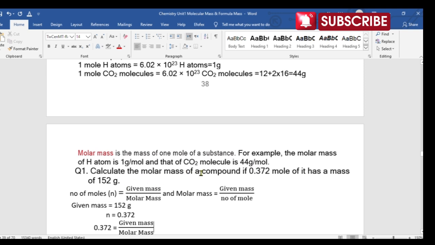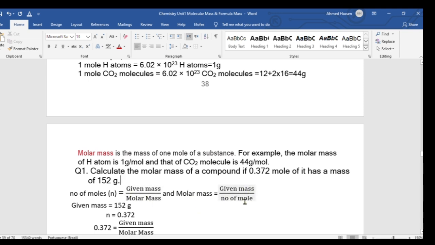Calculate the molar mass of a compound containing 0.372 mole, and it has a mass of 152 gram. Therefore, the number of moles, represented by small n, is given by the formula: given mass, or mass required, divided by the molar mass of the given compound. And from this formula, we can get the conversion of the formula. That means if you want to calculate the molar mass, it will be given mass divided by number of moles.